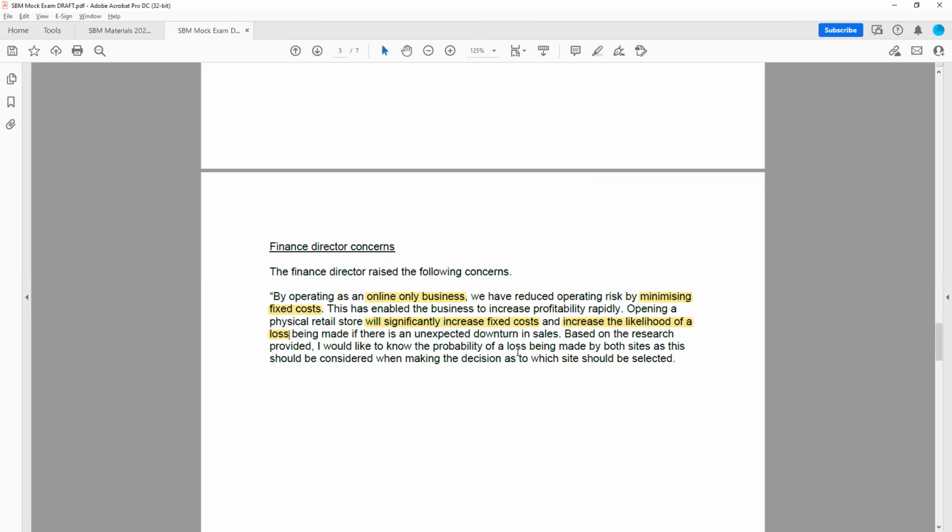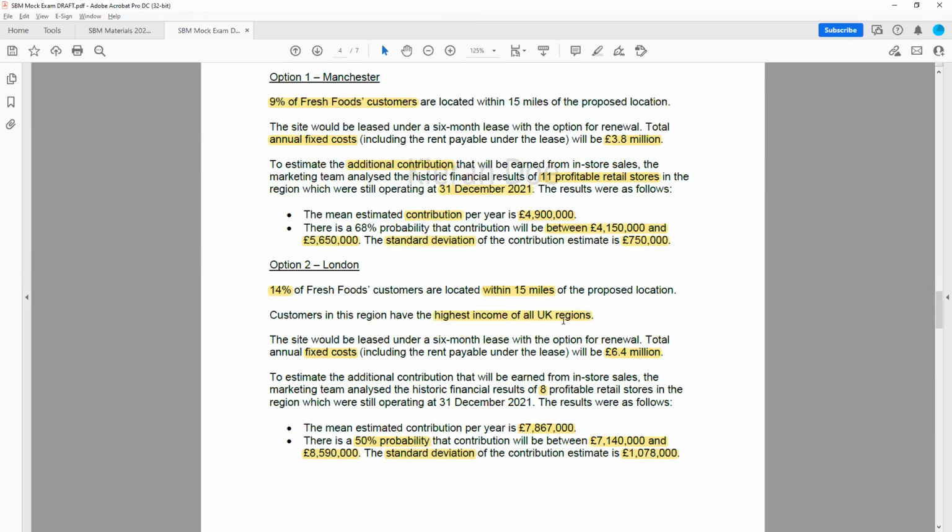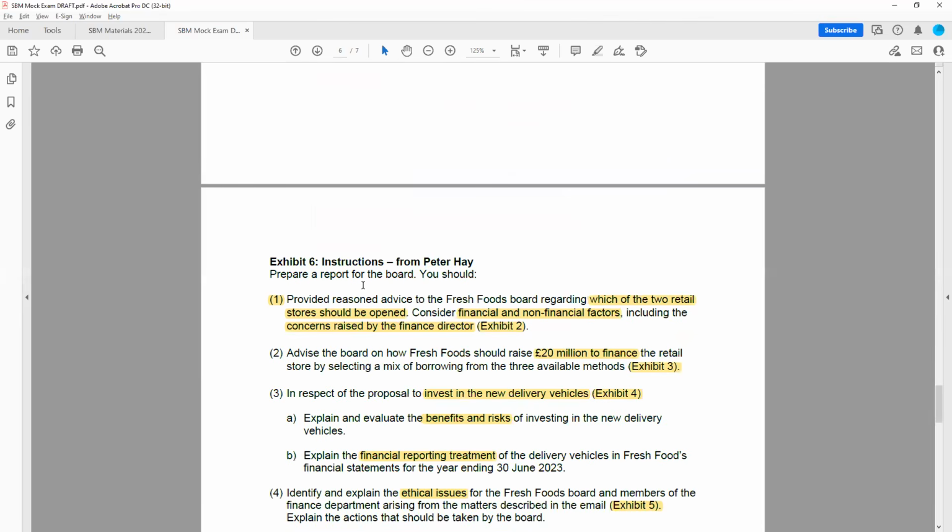Based on the research provided, I would like to know the probability of a loss being made by both sites, as this should be considered when making the decision as to which site should be selected. So I'd like to know the probability of a loss being made by both sites, so we can think about that. So you might just want to refresh yourself on the requirement.